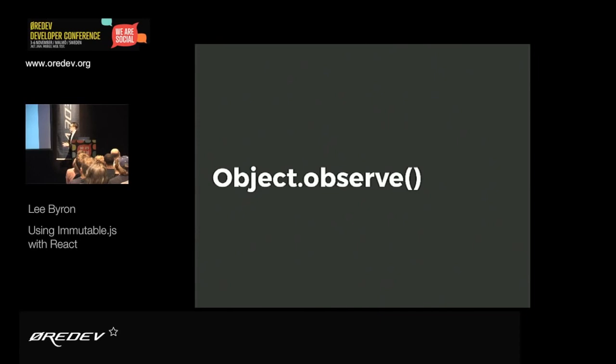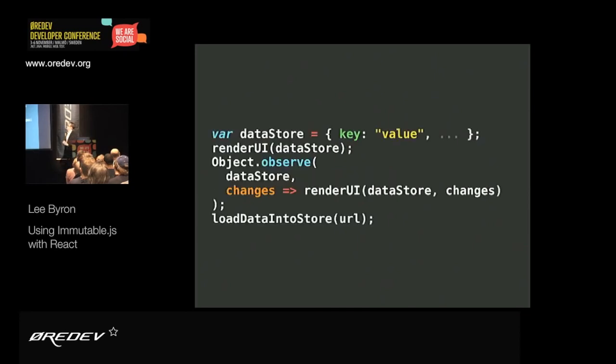You may have heard of this proposal called object.observe. It's a proposal for the next version of JavaScript, and it's actually been implemented in Chrome for a little over 2 years. So people have been able to play with this for a long time. And this is how we would solve this problem with object.observe. So we're going to render a UI. We're going to observe the data store. And when there are changes to the data store, then we're going to re-render the UI, and we have this handy extra bit of data that we can pass to that function.